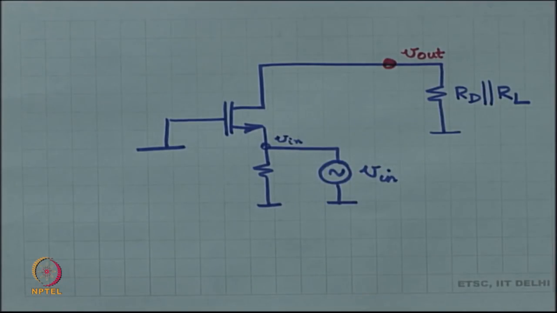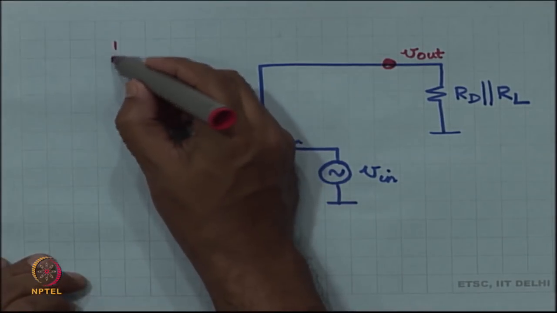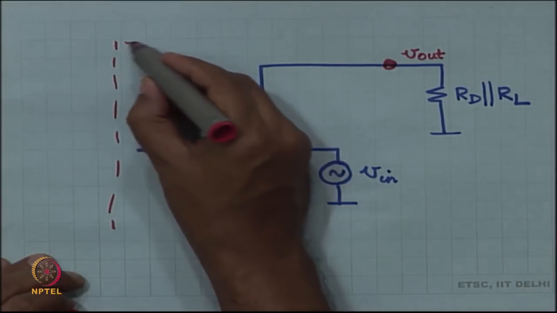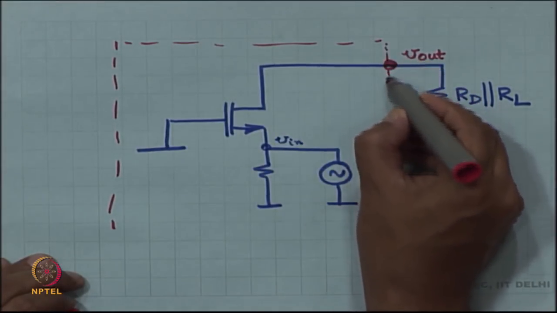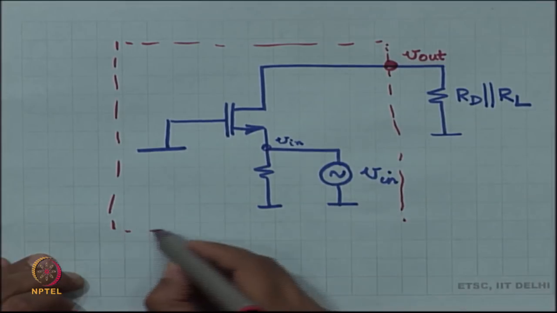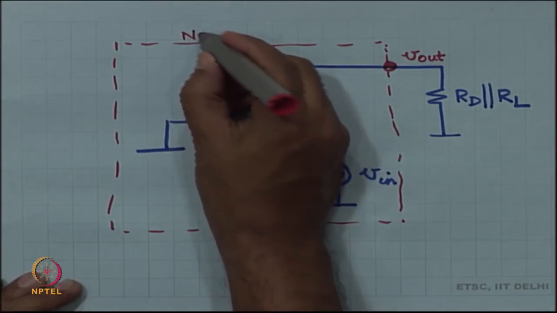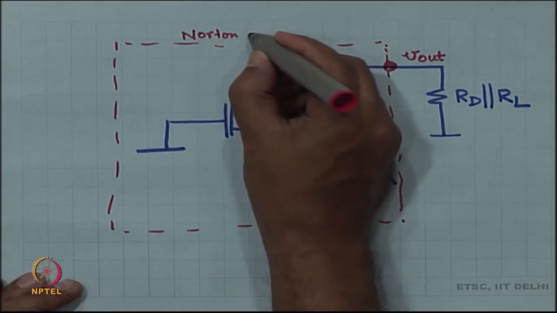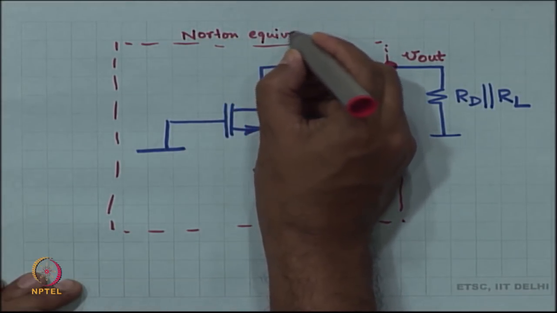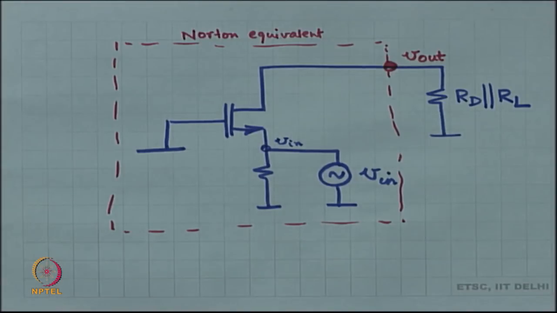Now, how we are going to work this out is by finding out the Norton equivalent model of this entire box. So, let us try to find out the Norton equivalent of this entire box.